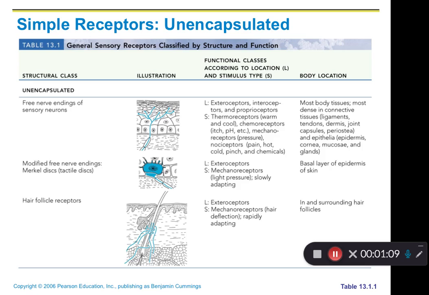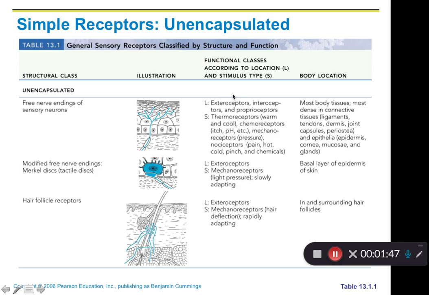This is the exteroceptor or the interoceptor. That means the free nerve ending can be found in different places. The exteroceptor means the receptor located in the skin, because our skin is the outermost organ, right? The interoceptor means the free nerve ending can also be found in the visceral organs, such as the digestive organs or the body cavities.